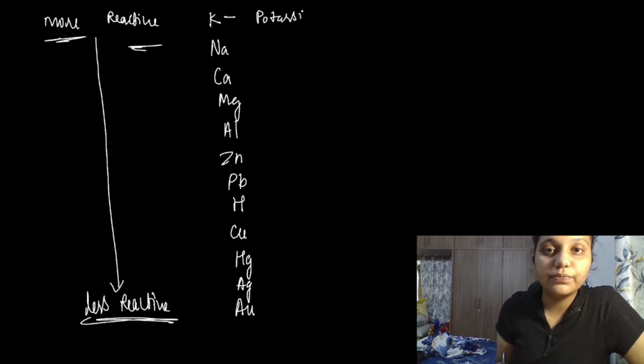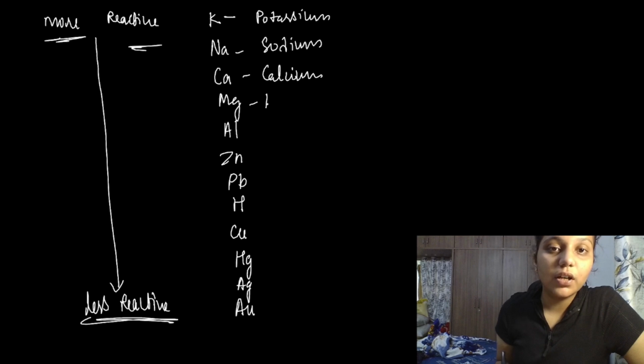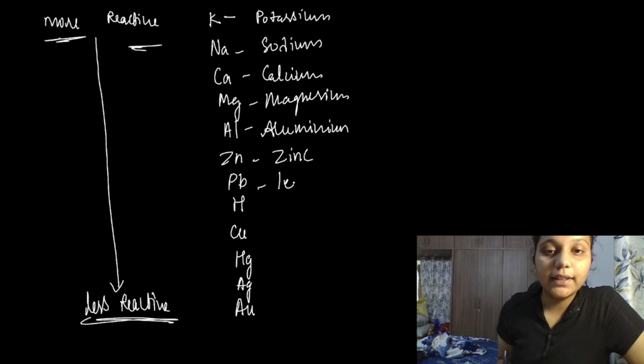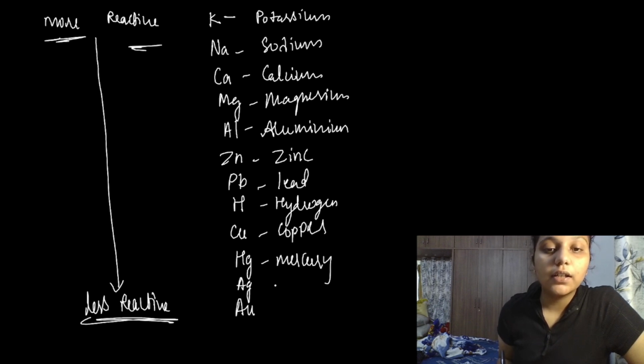Okay, so we can write it. Potassium, sodium, calcium, magnesium, aluminium, zinc, lead, hydrogen, copper, mercury, silver, gold. Fine. So this chart is very important.